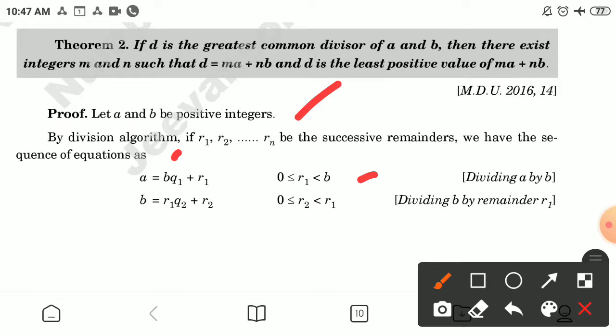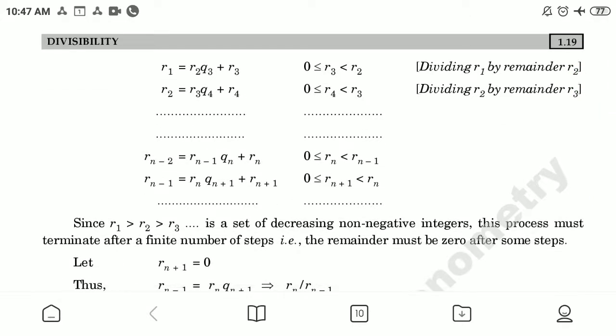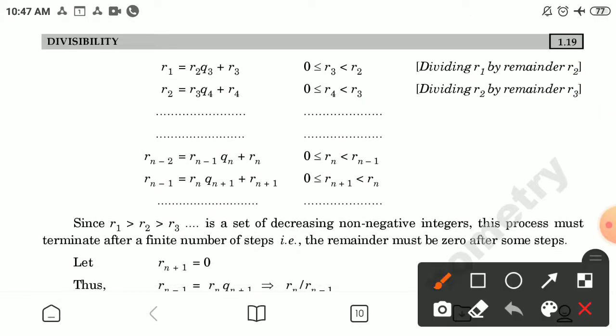b = r1q2 + r2, where r2 is between 0 and r1, dividing b by remainder r1. r1 = r2q3 + r3, where r3 is between 0 and r2, dividing r1 by remainder r2. r2 = r3q4 + r4, where r4 is between 0 and r3, dividing r2 by remainder r3. Continuing like that, we have r(n-2) = r(n-1)qn + rn, where rn is between 0 and r(n-1).